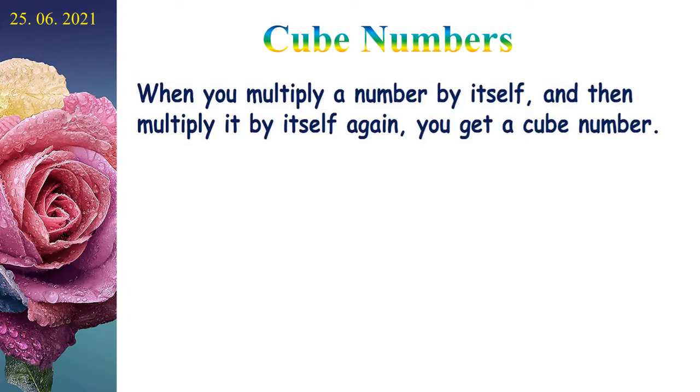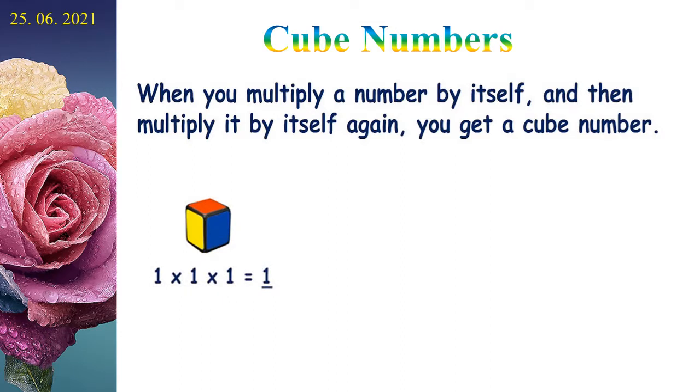Let's see what are cube numbers. When we multiply a number by itself and then multiply it by itself again, we will get a cube number. We can also say the cube of a number is that number raised to the power 3. Let us consider the following example for cube numbers. Let us take the first cube.